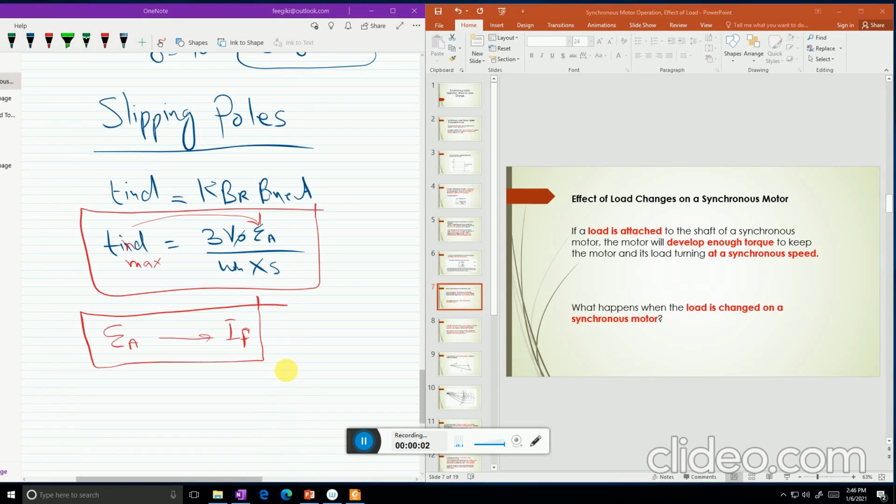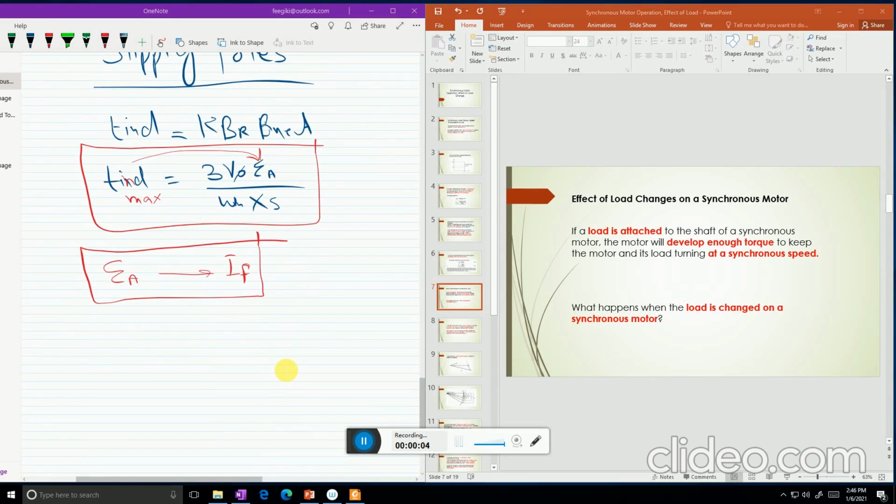So the next heading is effect of load change on a synchronous motor. Till now we studied the effect of load change on the speed. We see that when we increase the load, the speed will remain constant and the torque induced will increase. Now we also see which parameters of the synchronous motor will change when load increases.